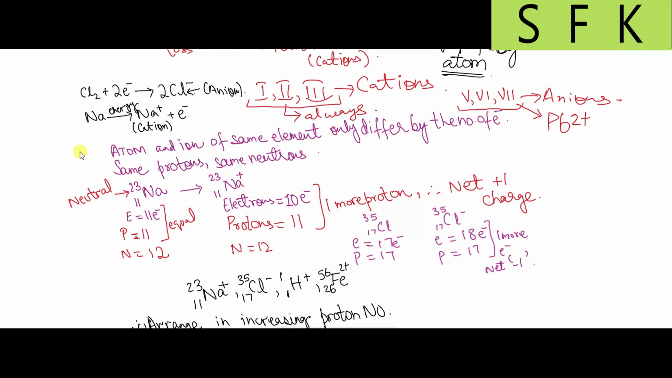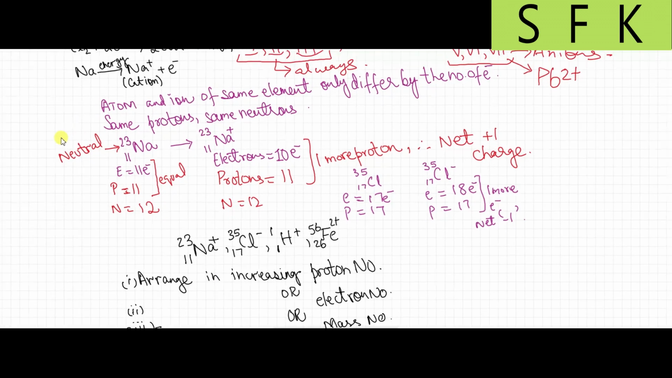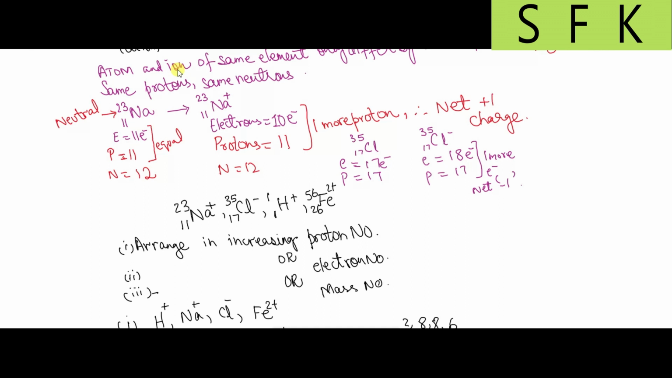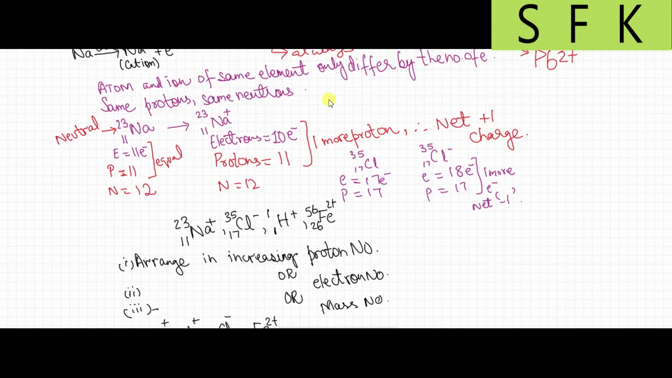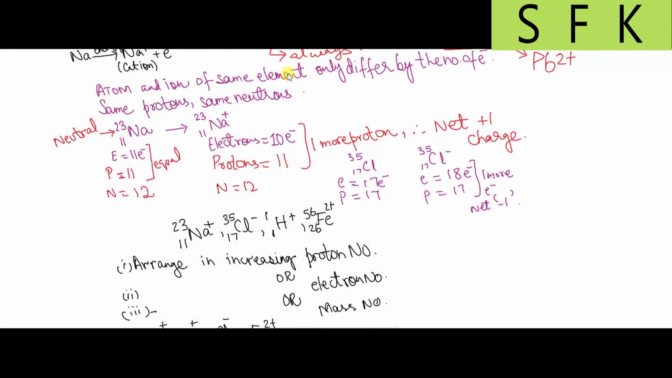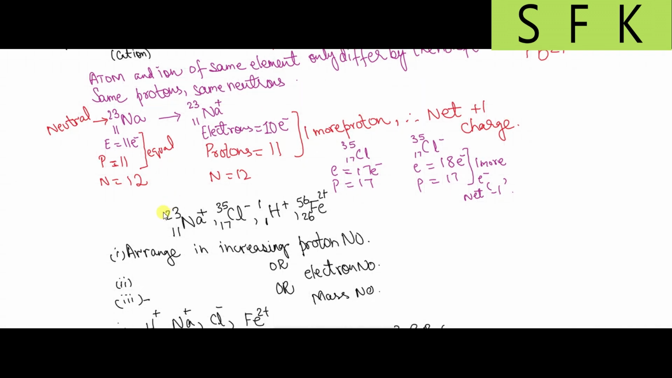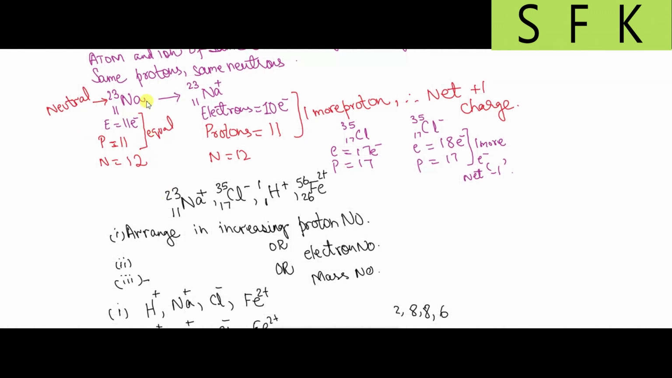Okay, so now let's move forward. What's the difference between an atom and an ion? The only thing that differs between them is a subatomic particle, and that subatomic particle is the electrons, the number of electrons. The atom and ion of the same element have the same number of protons and neutrons, but they differ only in the number of electrons.